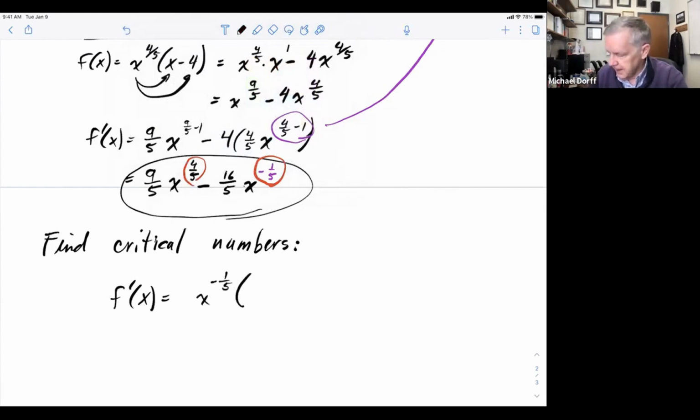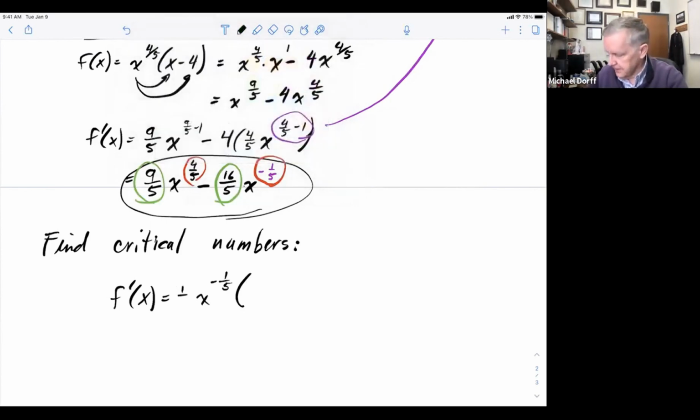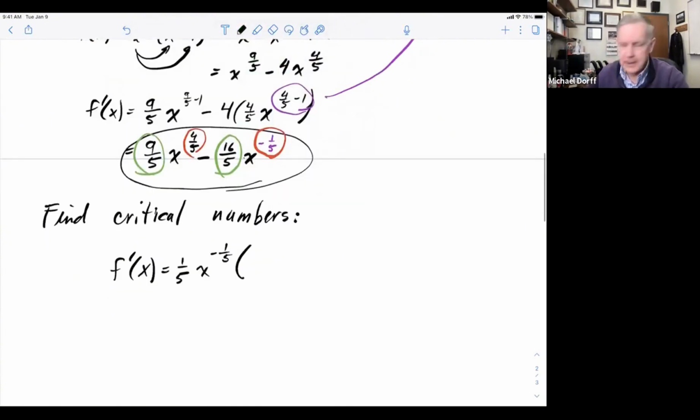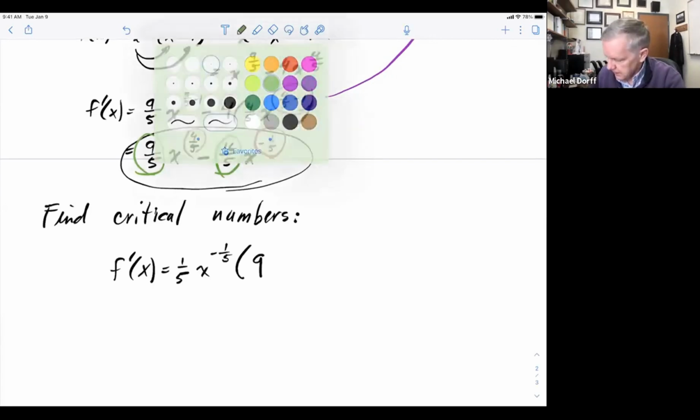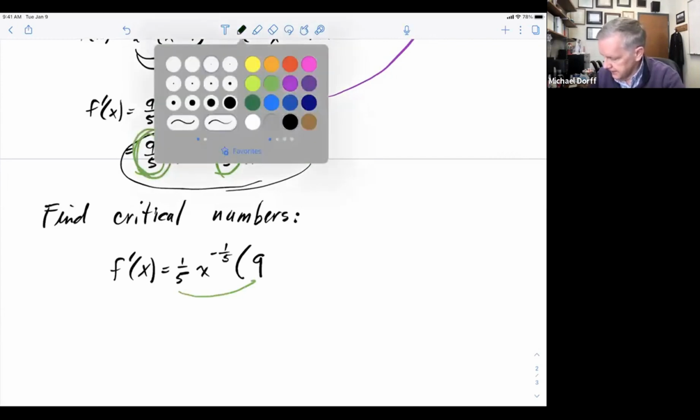I'm also going to look at the coefficients out front. I have a 9/5 and then a negative 16/5, or a subtraction of a 16/5. They both have a 5 in the denominator, so I'm going to factor out that 1/5. Get rid of the fraction part of it. So what am I left with? Well, I have 9 here, because this 1/5 times 9 is going to give me the 9/5 I have up here. And then I have x.